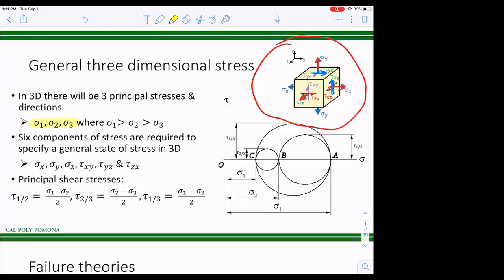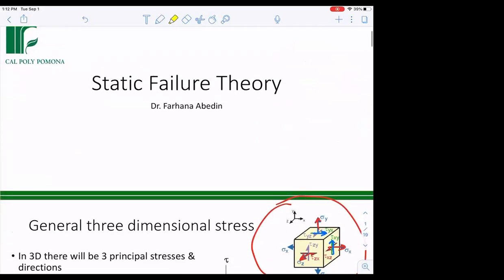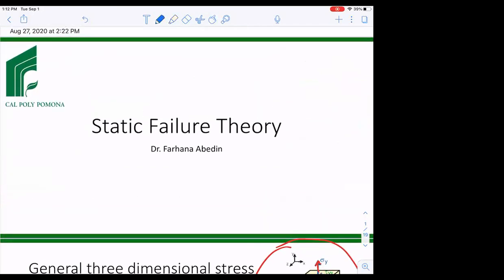Yes, Art? So would principal stress be the stress that's on the x-axis only? No, principal stresses are normal stresses. It doesn't need to be acting along the X or Y axis. It will be at a specific direction. Like along a face, correct? Like the ones in blue?